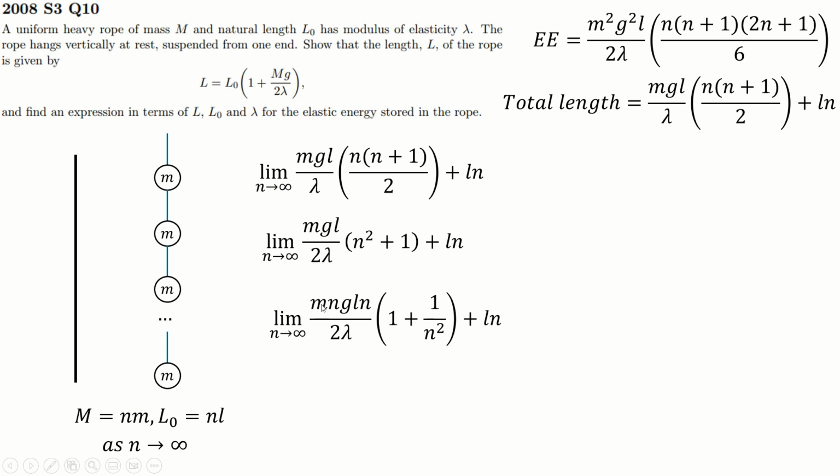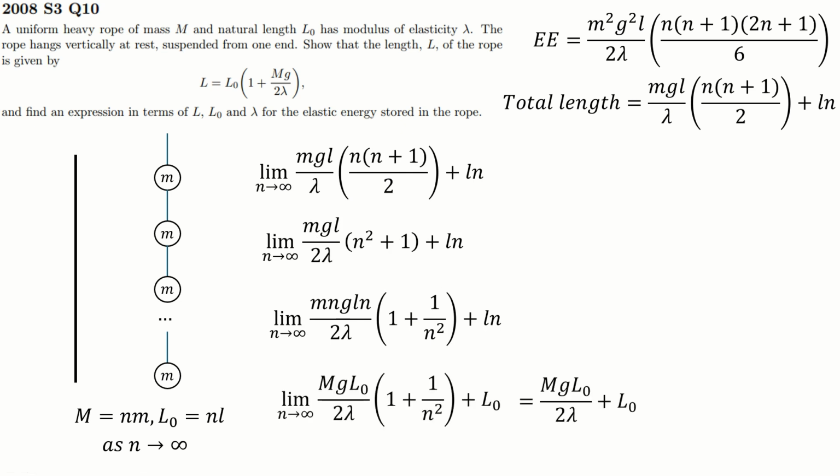So as n goes to infinity, this becomes a big M, this becomes a big L0, this becomes an L0, and this just turns into a 1. And then you indeed end up with exactly what you wanted to end up with when you factorize out the L0, and you get what they wanted you to get. So that's kind of cool.